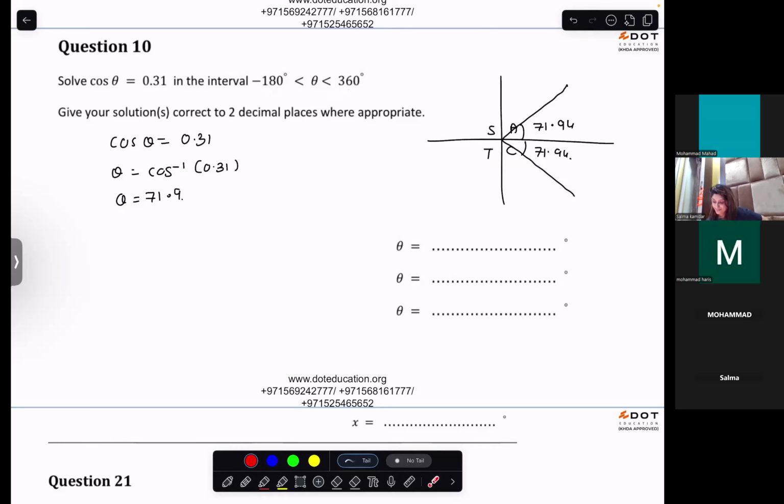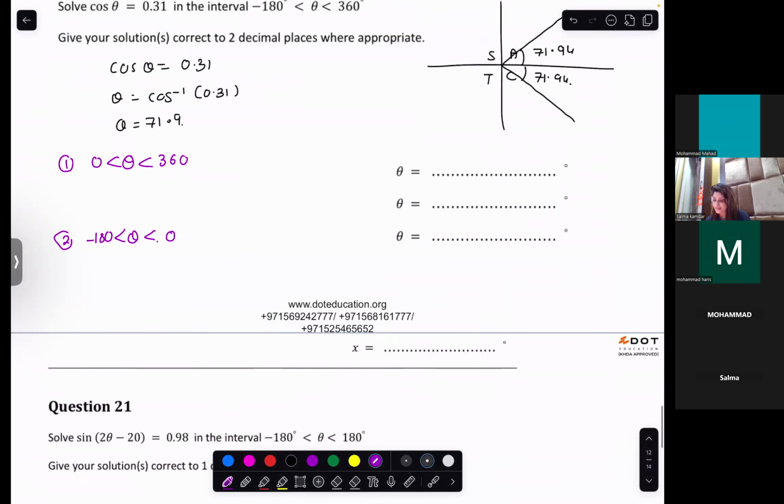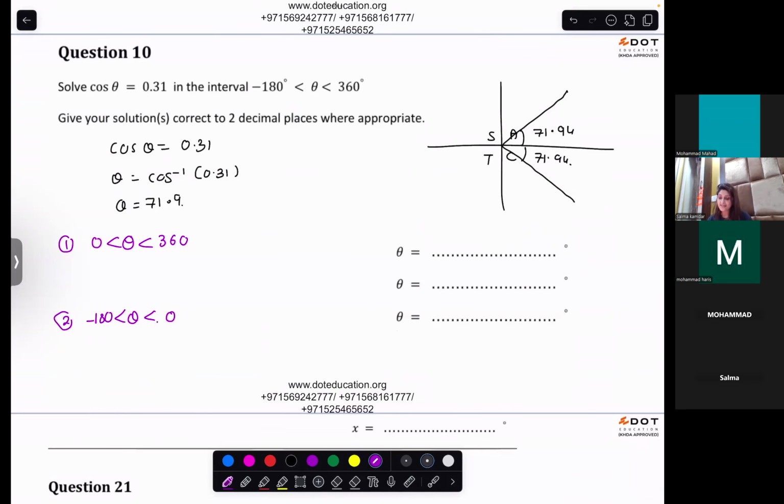Can you see this? Yeah. In this scenario, I'm going to break the range into two parts. The first part is that theta is going to be between 0 to 360. And my second part would be that theta is between minus 180 to 0. I hope you're with me. So first I will start finding for the first part.